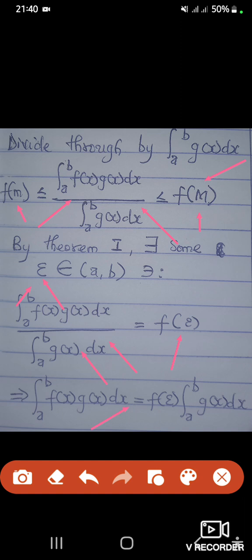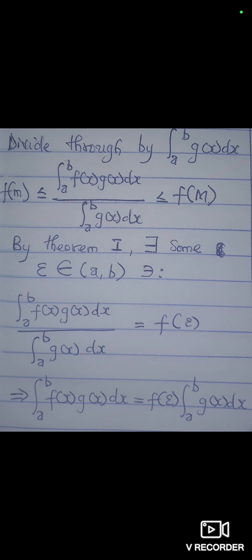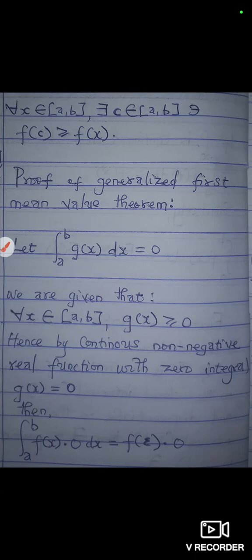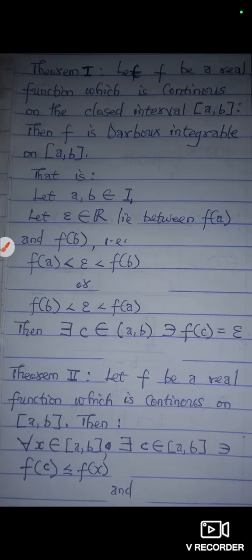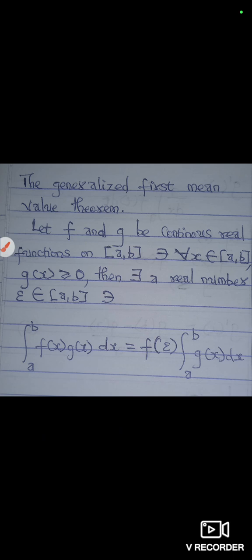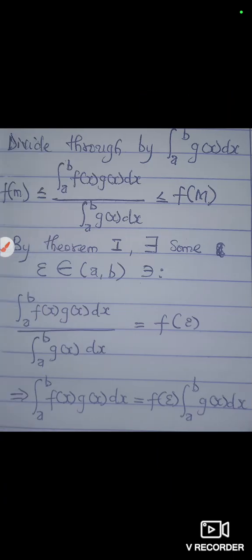So from this, we simplify and we get this. Now this is the final result for the generalized first mean value theorem. Now we have successfully proved it. You can look at the statement of the theorem and compare it with the final result. This is the statement of the theorem, and this is the final result. So we have successfully proved the generalized first mean value theorem.